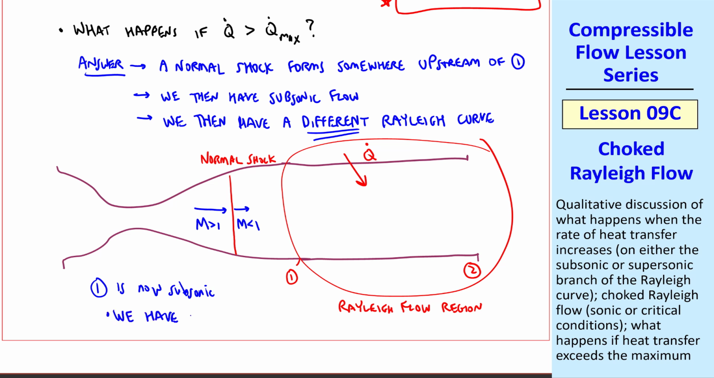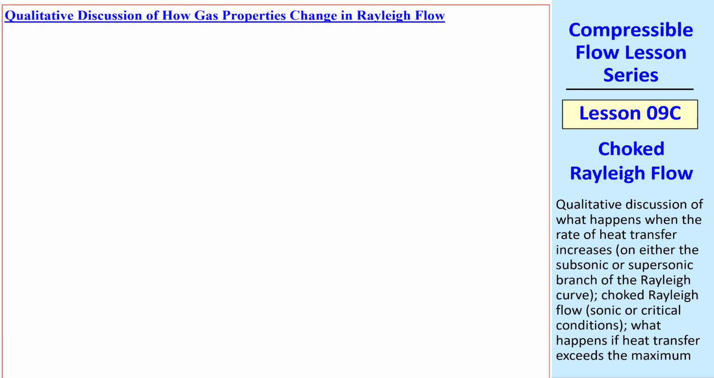And under these conditions, we end up with a new Q dot max that's greater than the original Q dot max, which allows us to add our extra heat. But the flow has completely changed because of this shock. And this one will eventually choke at a different Q dot max. And if we keep adding heat beyond that, the shock will move even farther. I'll finish up this lesson with a qualitative discussion of how gas properties change in Rayleigh flow.